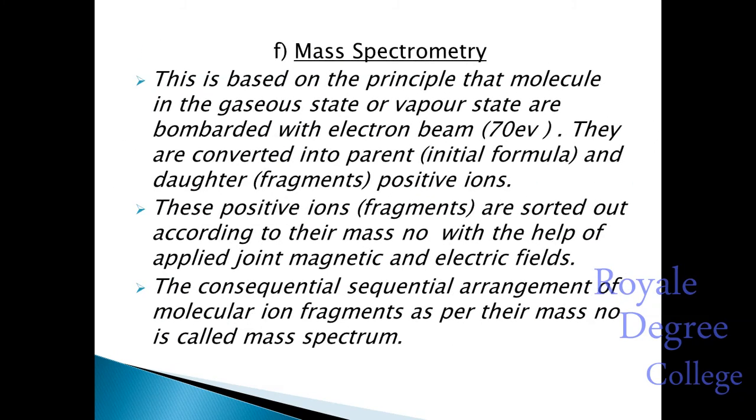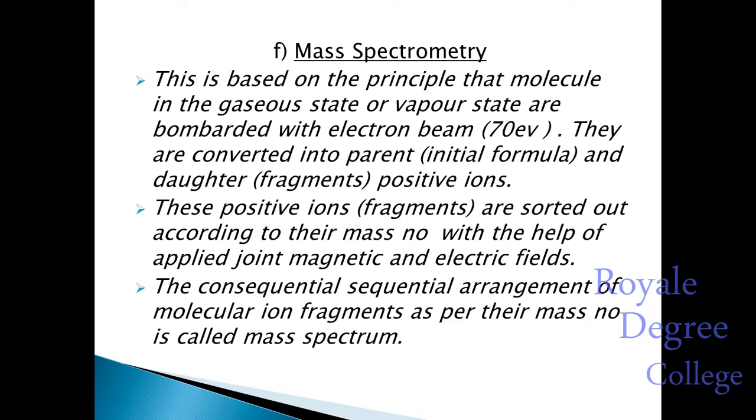Then the last type of molecular spectroscopy is mass spectroscopy, or mass spectrometry. This is based on the principle that molecules in the gaseous or vapor state are bombarded with an electron beam of 70 electron volts. They are converted into parent and daughter positive ions. Parents are nothing but the initial formula and the daughter positive ions are nothing but fragments.